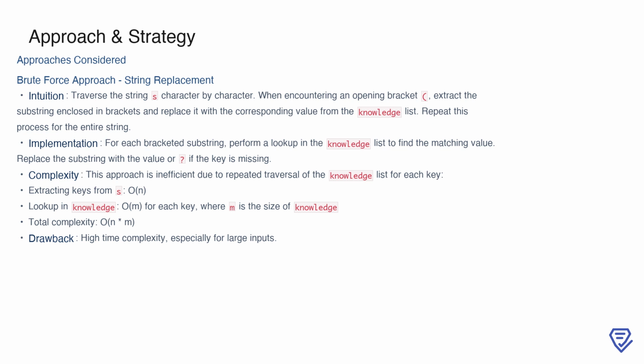While this approach is simple to understand and implement, it has significant inefficiencies. For each bracketed substring, we repeatedly search through the knowledge list, which takes linear time relative to the size of the list. As a result, the time complexity becomes O(n * m), where n is the length of the string, and m is the size of the knowledge list. This makes the approach impractical for larger inputs, as the repeated lookups create a lot of overhead.